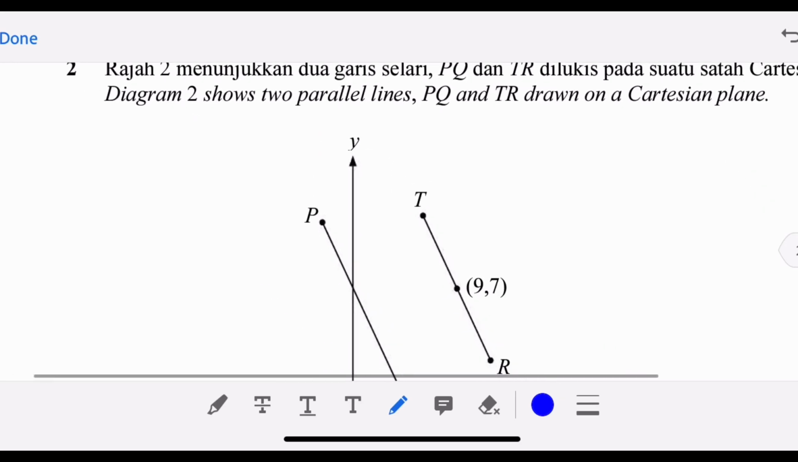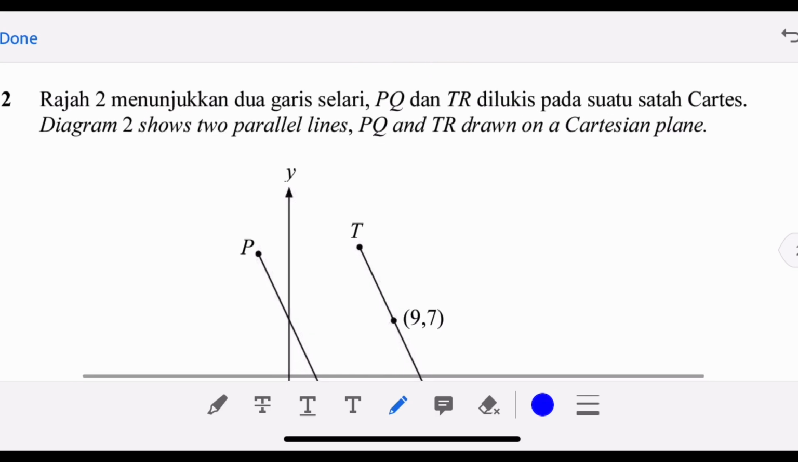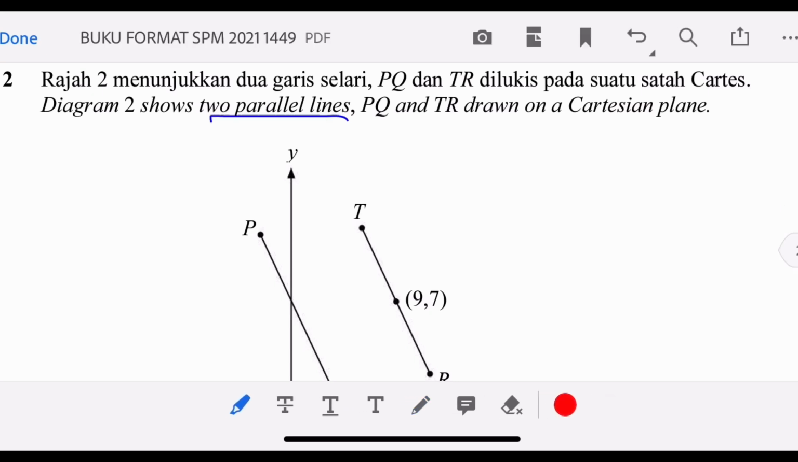So next we will proceed to question number 2. It is about the straight line. When you have two parallel lines, you should know that you can obtain the gradient from one of the lines given.